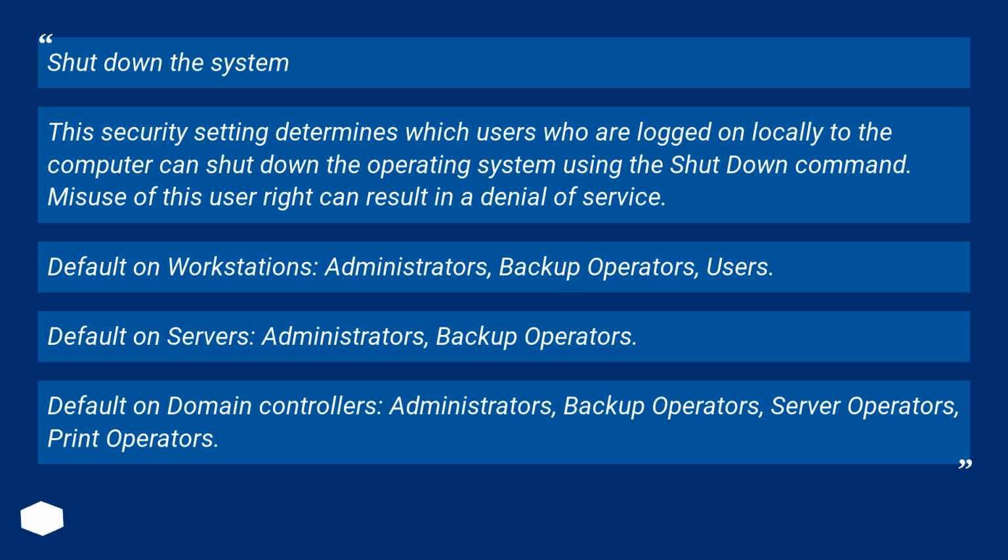Shut down the system. This security setting determines which users who are logged on locally to the computer can shut down the operating system using the shutdown command. Misuse of this user right can result in a denial of service. Default on workstations: administrators, backup operators, users. Default on servers: administrators, backup operators. Default on domain controllers: administrators, backup operators, server operators, print operators.